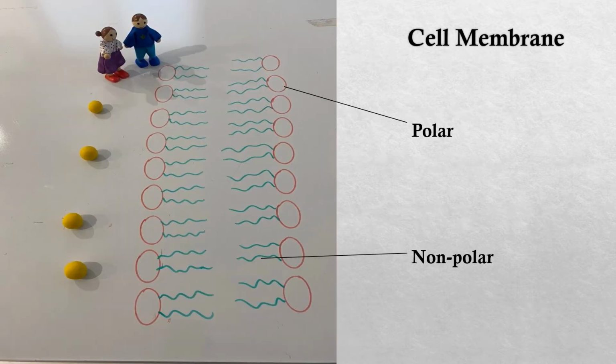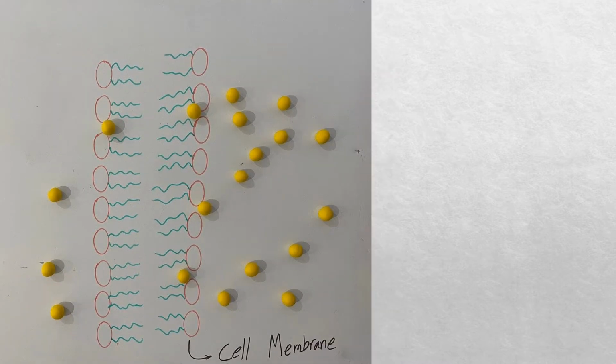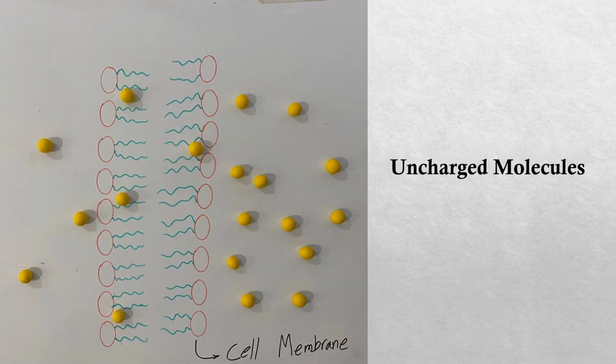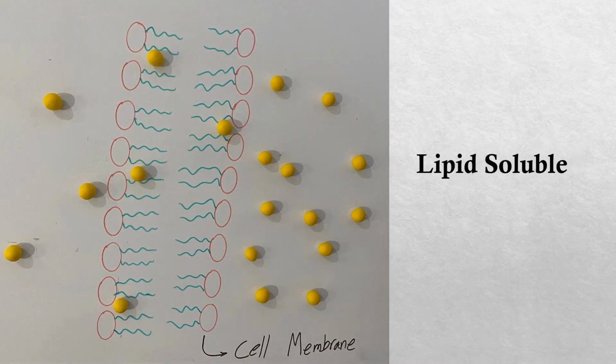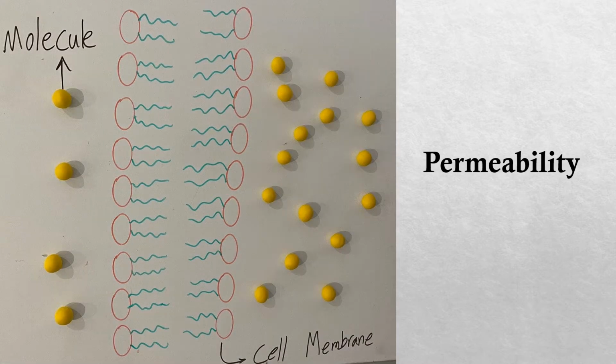It is made of a phospholipid bilayer. They have a head that is polar and a tail that is nonpolar. Some molecules, such as small, uncharged molecules, lipid-soluble molecules, and water, have no issues crossing the cell membrane. In other words, the membrane is permeable to these molecules.